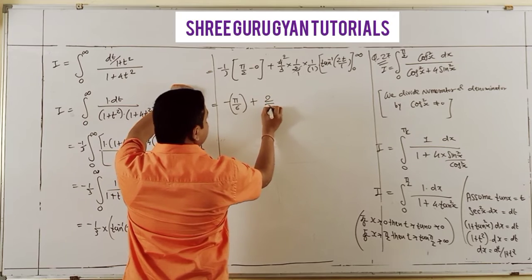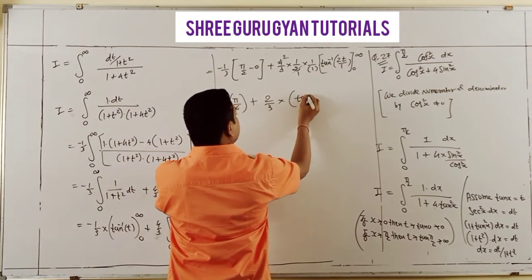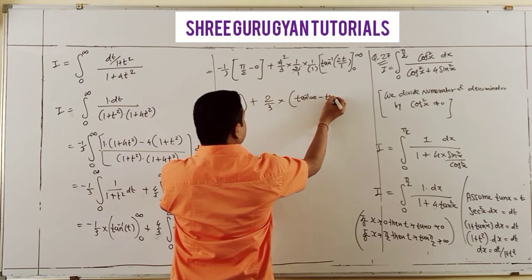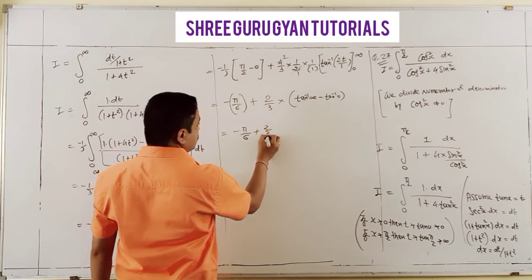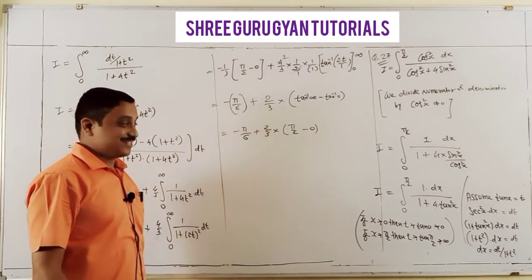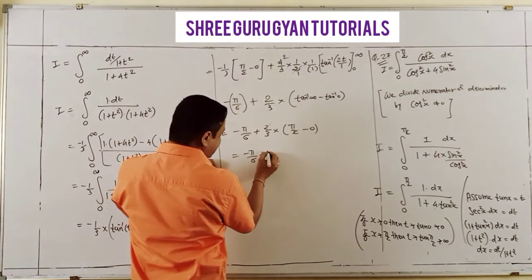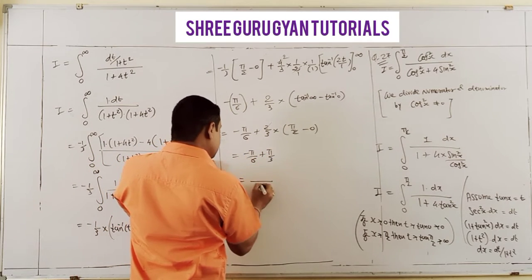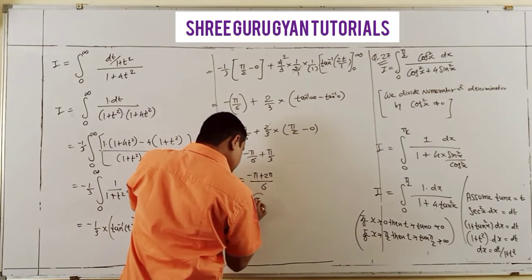So my answer, students, is minus pi by 6, here 2 by 3, and put here 2 times infinity, I mean tan inverse infinity, and here 0, so minus pi by 6. It should be pi by 2, and tan inverse 0 is 0, this cancels. Very easily you get your answer: minus pi plus 2 pi, it gives pi by 6 as the answer.